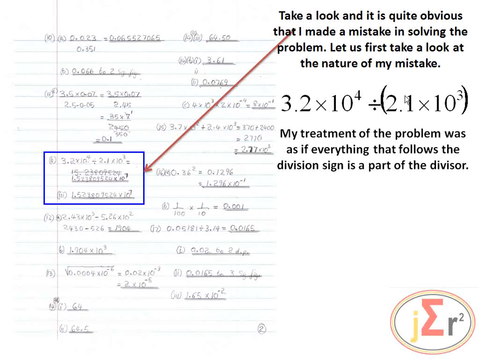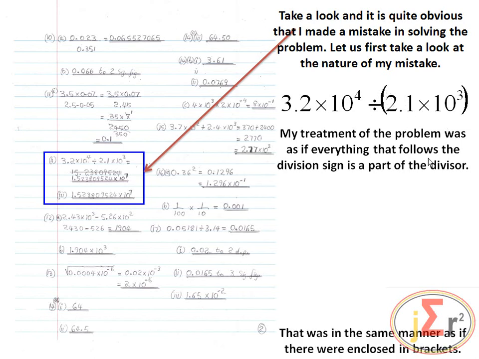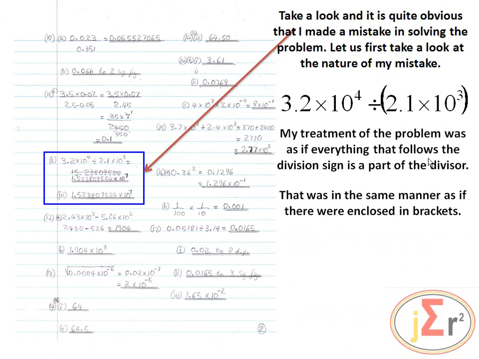Like that. So we are treating the situation as if this is enclosed in brackets and we are dividing by all of this. That was in the same manner as if it were enclosed in brackets. So we are treating the situation as if everything were enclosed in brackets.